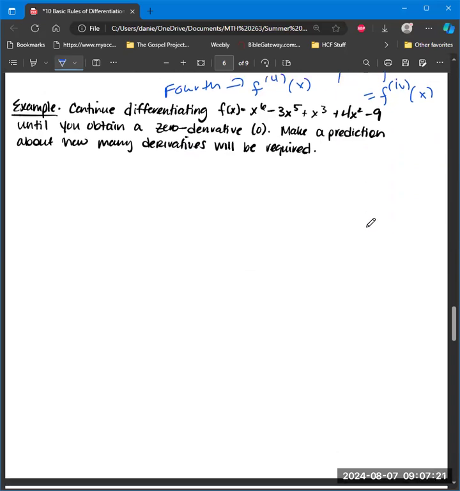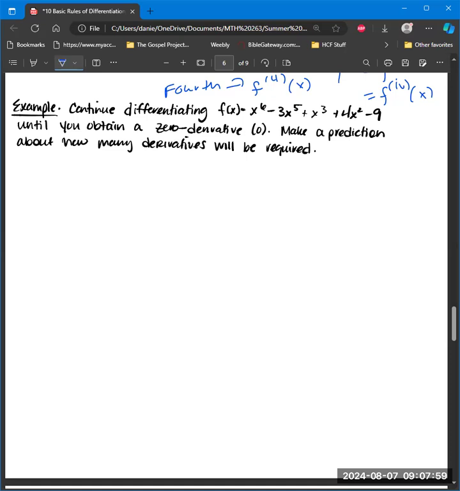Okay, so continue differentiating f of x equals x to the 6th minus 3x to the 5th plus x to the 3rd plus 4x squared minus 9 until you obtain a zero derivative. Make a prediction about how many derivatives you will be required. So I think that if I take 6 derivatives, I'm going to get to a constant here because the highest power here is 6. So I think I need to take 7 derivatives to ensure that it's a 0. I might get a 0 on the 6th derivative, probably not.